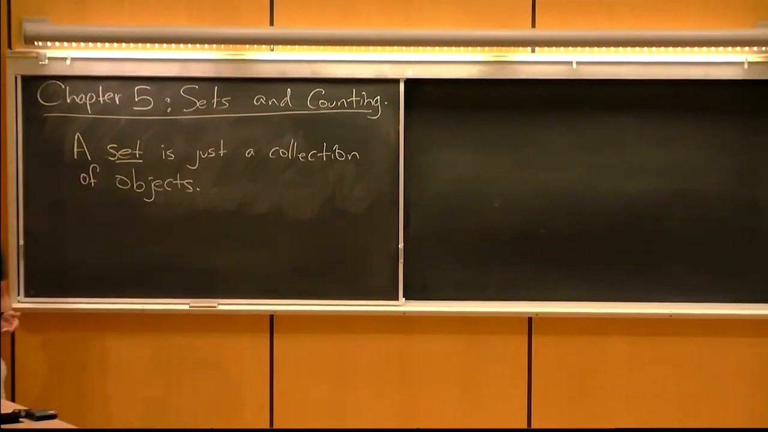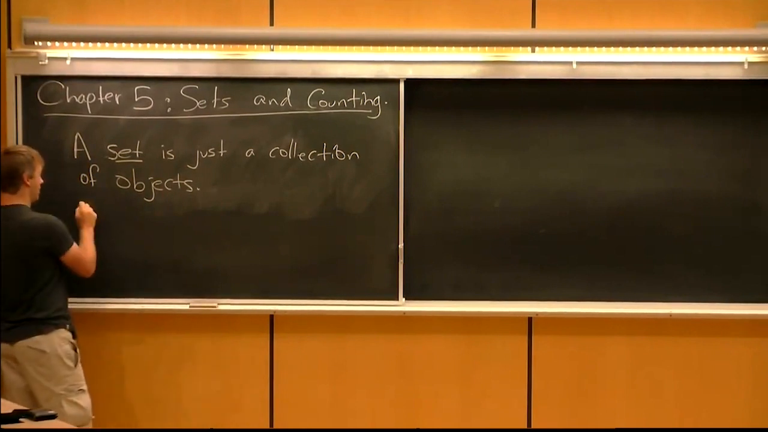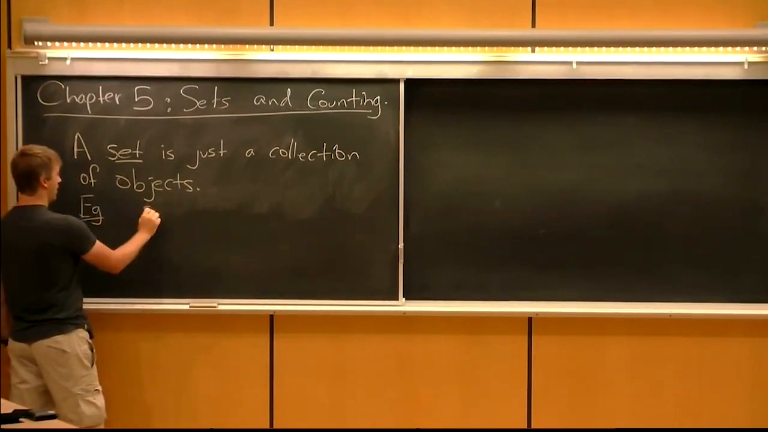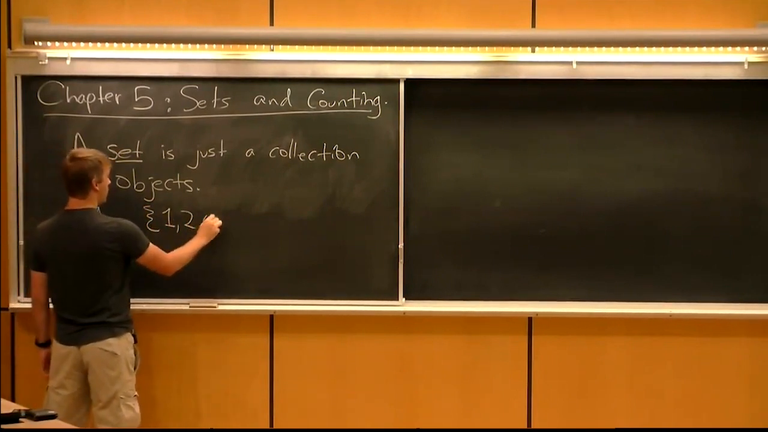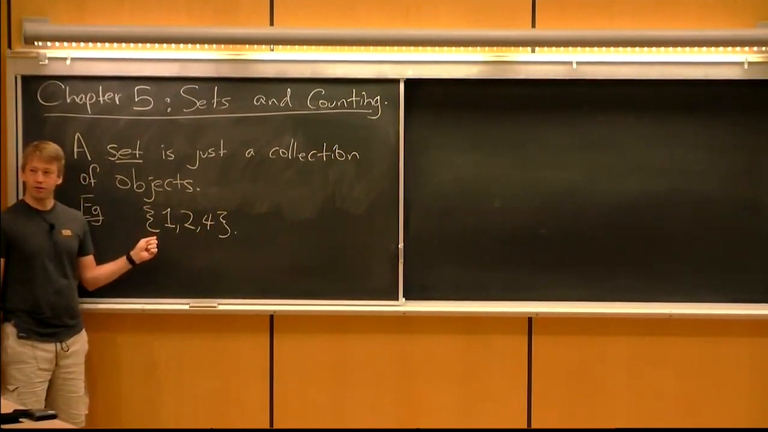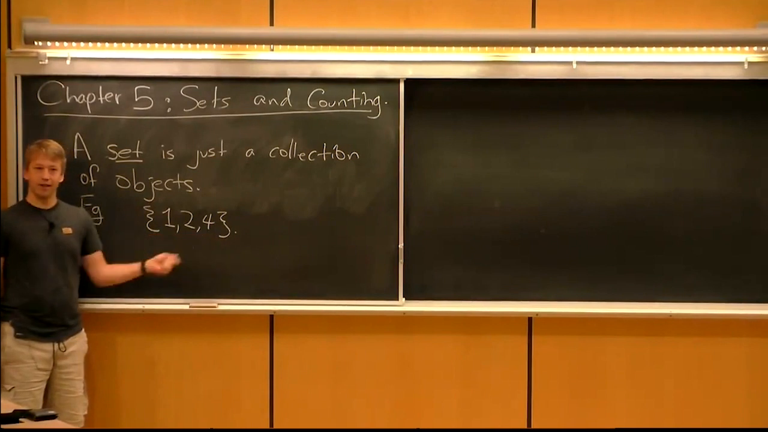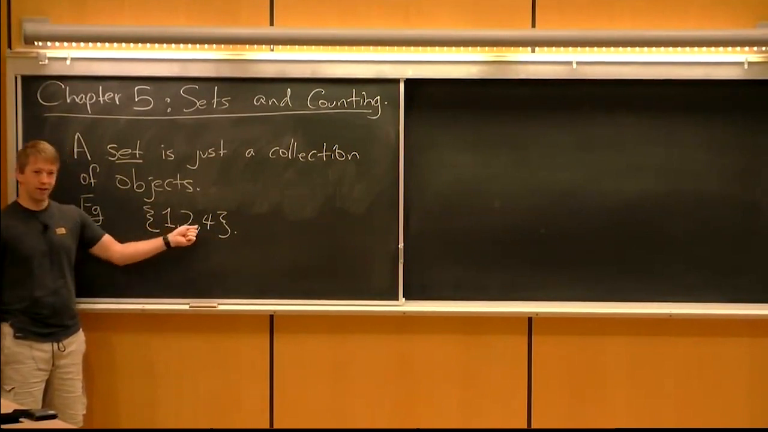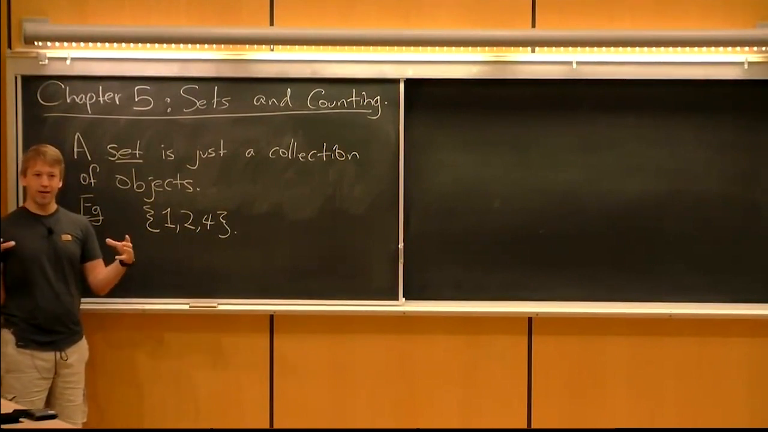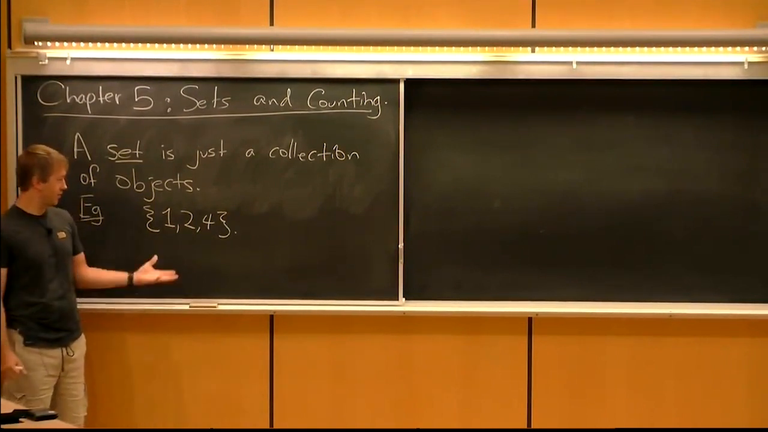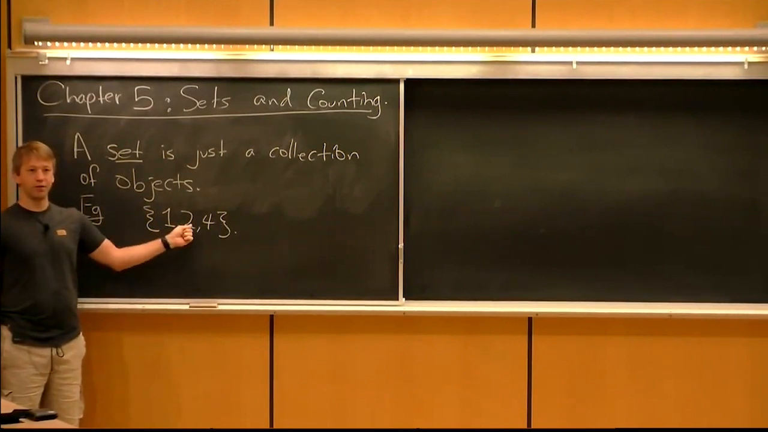So the objects can be anything. For example, if I take 1, 2, 4, the way you denote a set is by putting these curly brackets, and then the things that you write inside the brackets are the objects within that set. Okay, so this is a set which has 3 different things in it: the number 1, the number 2, and the number 4.